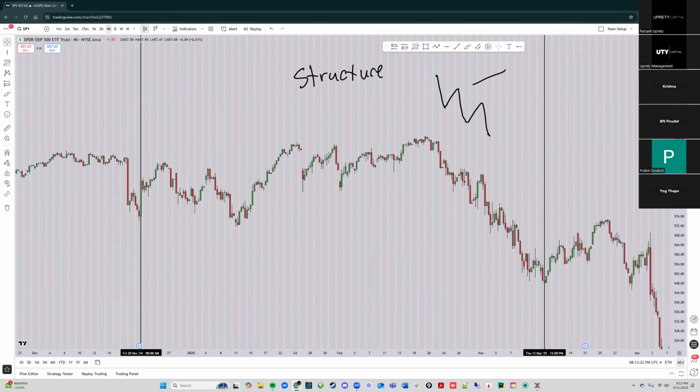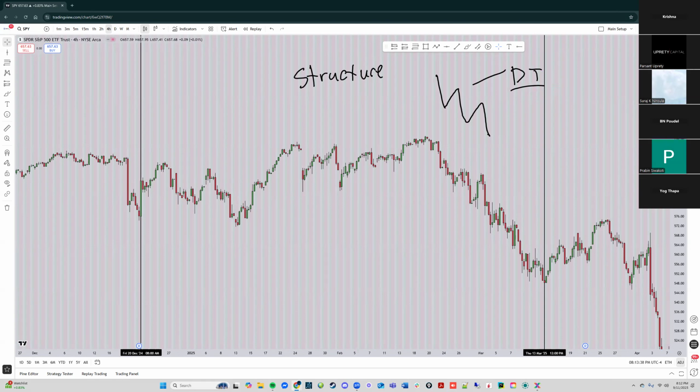Can somebody unmute and tell me what this is called? Distribution. So this is a downtrend. Whoever just said it, yes, downtrend. Okay. How do we know that something is in a downtrend?